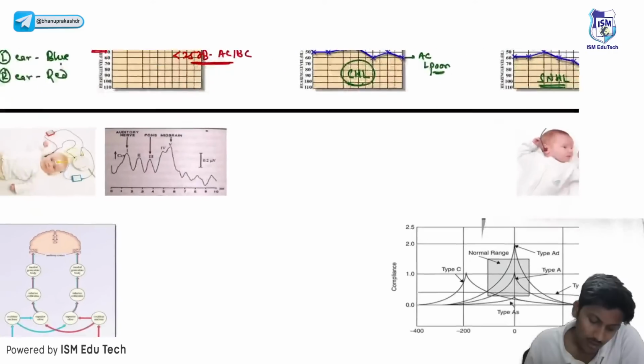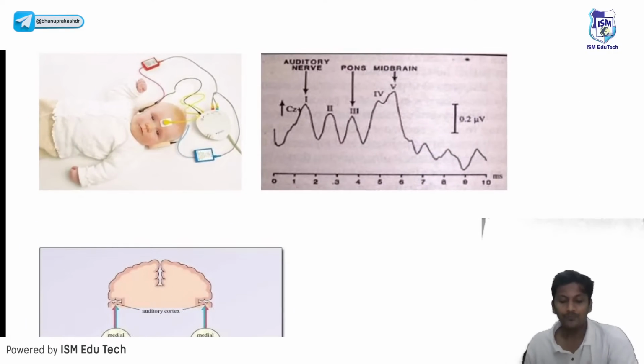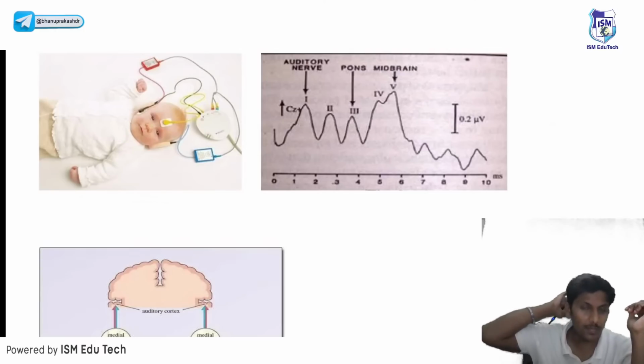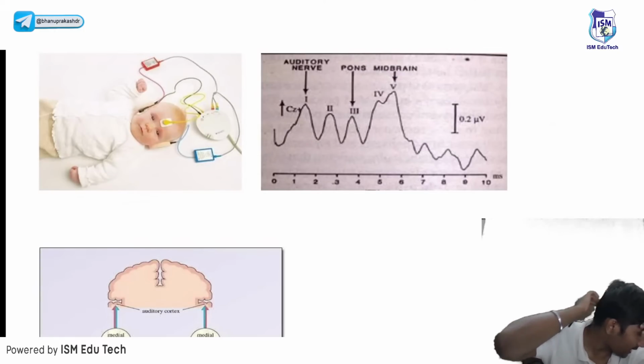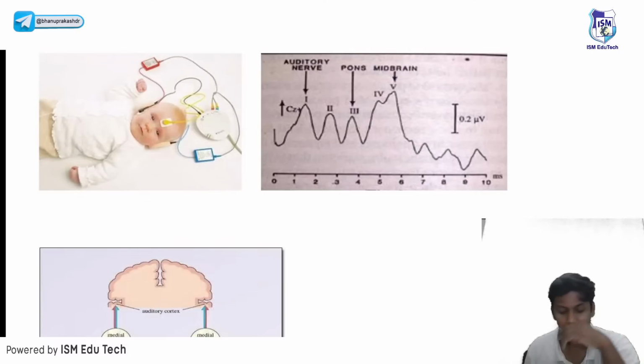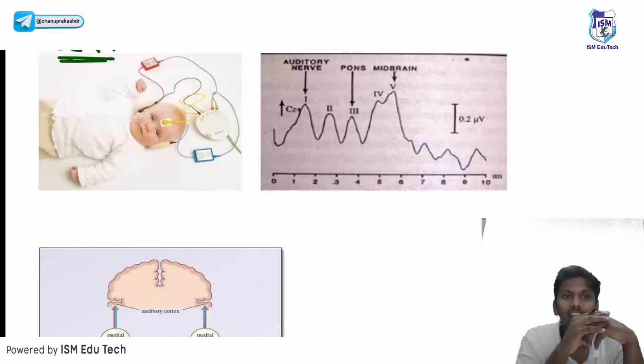Next is this investigation. What do I mean by this investigation? You can see there are various electrodes in this child which are placed at various places, mainly over the occipital area. And what is beneath the occipital area? We have the brainstem over there. So here we are trying to record the electrical activity in his brainstem. And this is called BERA. What is BERA? Brainstem evoked response audiometry.